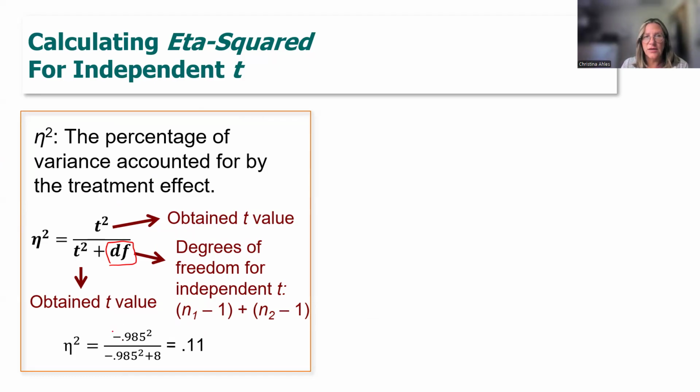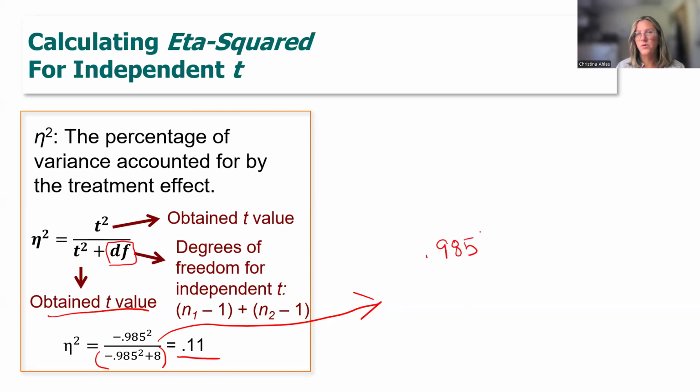So in this case, it's our t obtained, the obtained test statistic. But because this is negative, if you just put it in your calculator as negative 0.985 squared, it's going to show a negative 0.97, and that's wrong. So when you're squaring a negative, just drop the negative, and what you should be getting is 0.11. This is another example where I would put parentheses around this. So when you enter this in your calculator, this is how I would enter it.